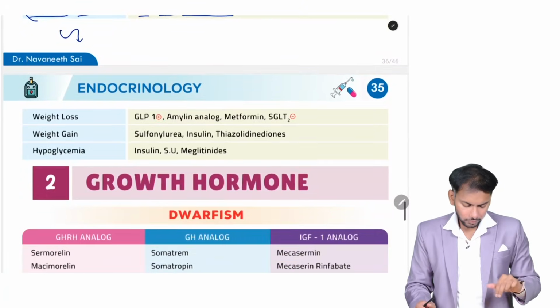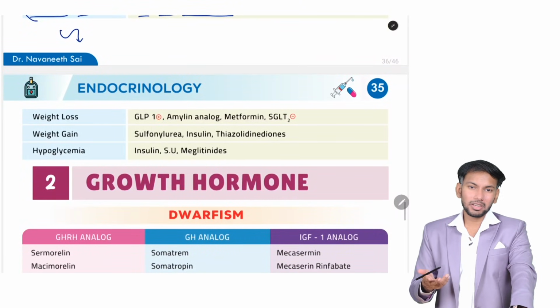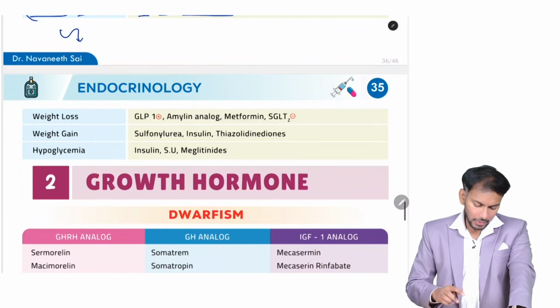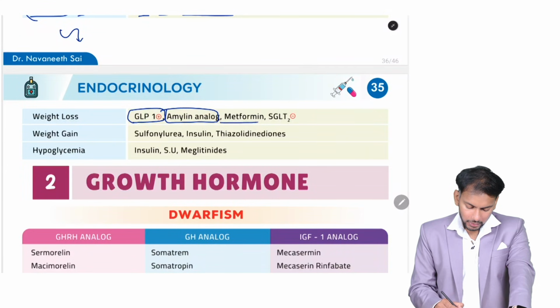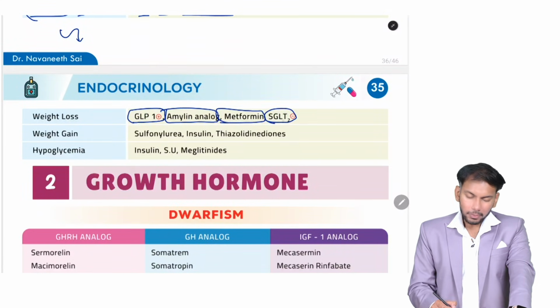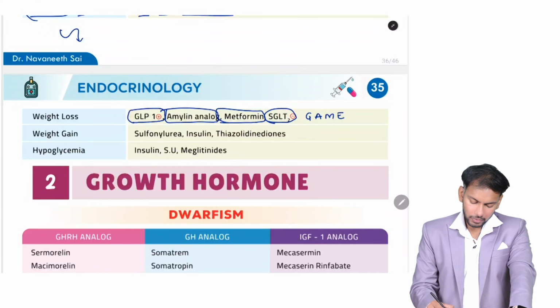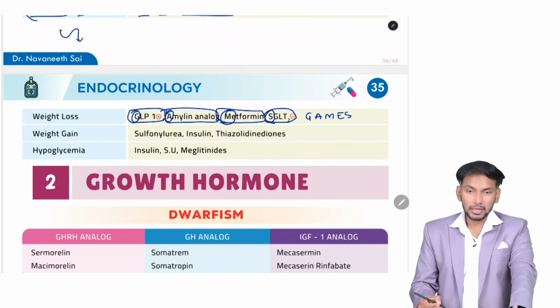Yes, that's all. So, there are some drugs that are causing weight loss. I have already told you about one of them. That is GLP-1 analog. It will cause weight loss. Amylin analog, pramlintide. Metformin, yes. SGLT2 inhibitors, it will cause weight loss. How can you remember this? When you play games, you will lose weight, isn't it? So, this is how you can remember. GLP-1 analog, amylin analog, metformin and SGLT2 inhibitor.